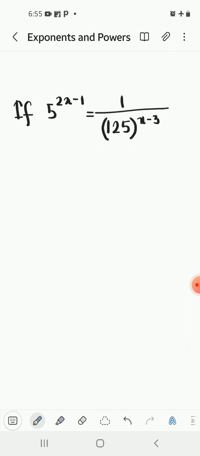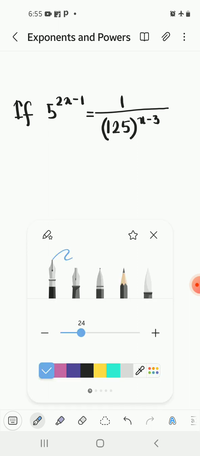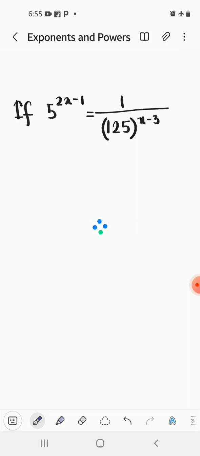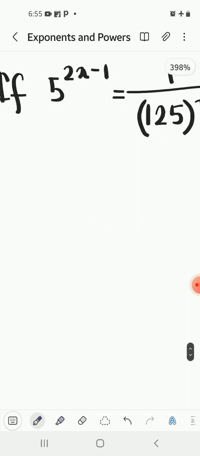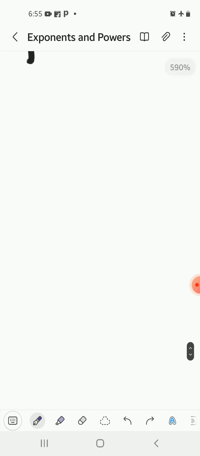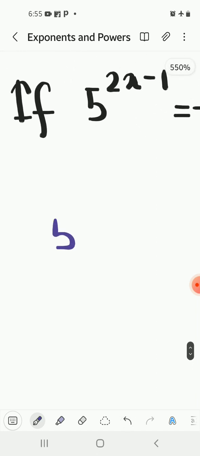But if 5 to the power 2x minus 1 is equal to this, so we have to solve this for x and find the value of x. So let's do it. Over here, what we are going to do is, this is 5 to the power 2x minus 1.